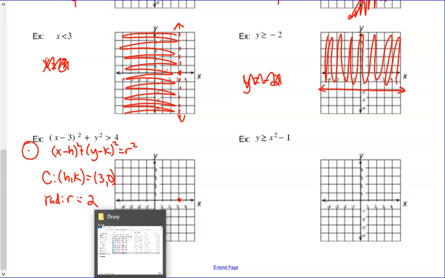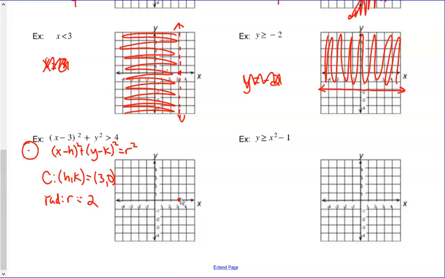Here's my center at 3, 0. I have a radius of 2, so that means I go north, south, east, and west, if you recall, to draw my circle. Now, here's the case where, again, it's an inequality. I need to check to see if it has an equals. It does not. Therefore, my circle is going to be dashed.